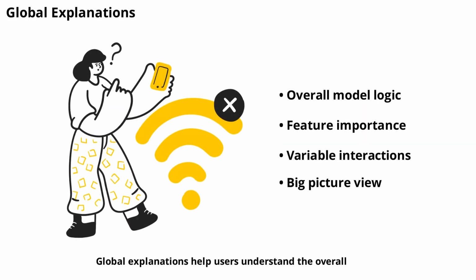Global explanations help users understand the overall logic and structure of an AI model. For example, they might show which features are most important in making predictions or how different variables interact. These explanations are useful for developers, regulators, and anyone interested in the big picture of how an AI system operates.